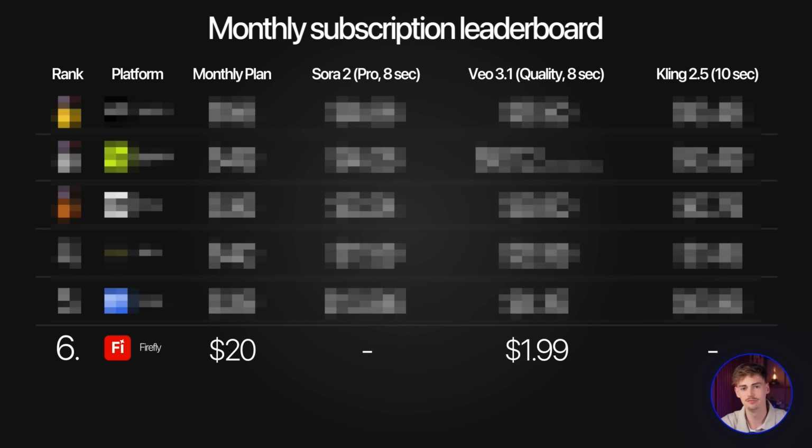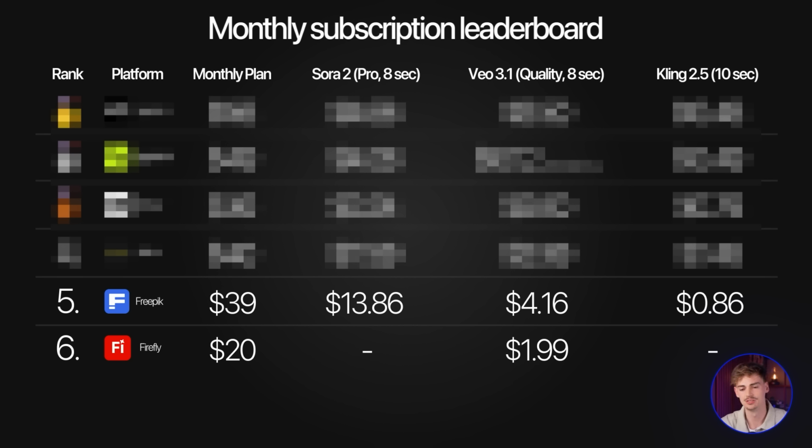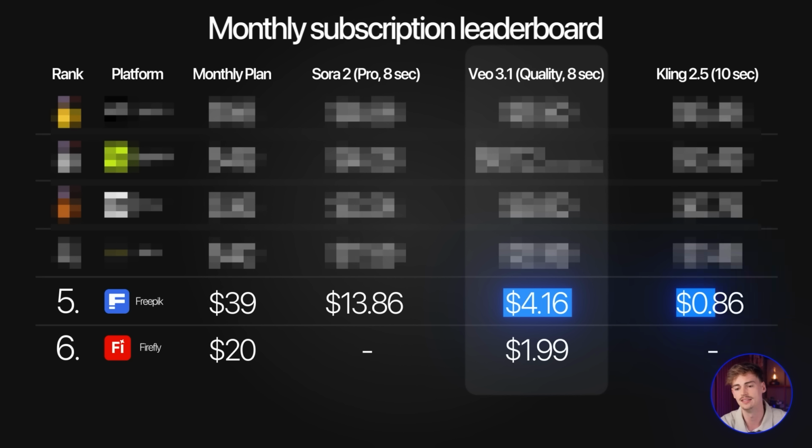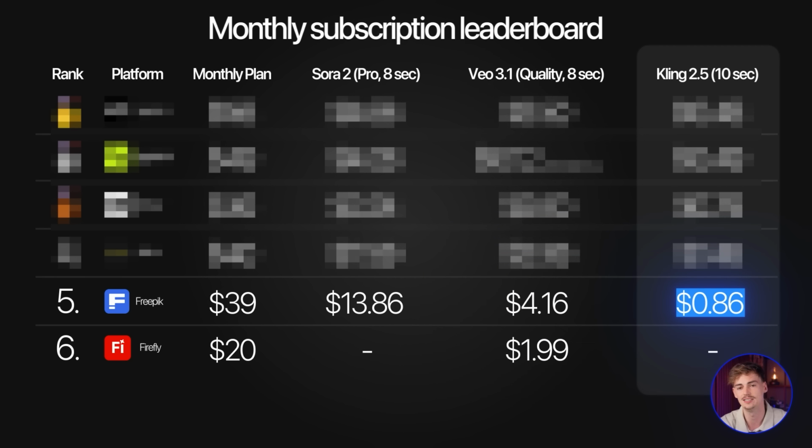On number 5, we have Freepik. Now, Sora 2 Pro generation is insanely expensive on Freepik. It is almost $14 to generate a Sora 2 Pro video that is 8 seconds long on the best settings. Now for Veo 3.1, it is about $4.16, which is a lot cheaper. And then for Kling 2.5, it is 86 cents.